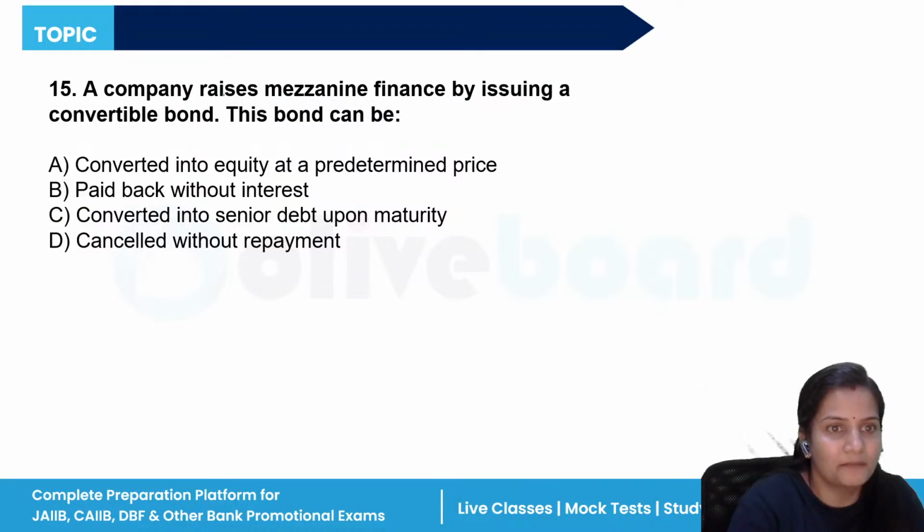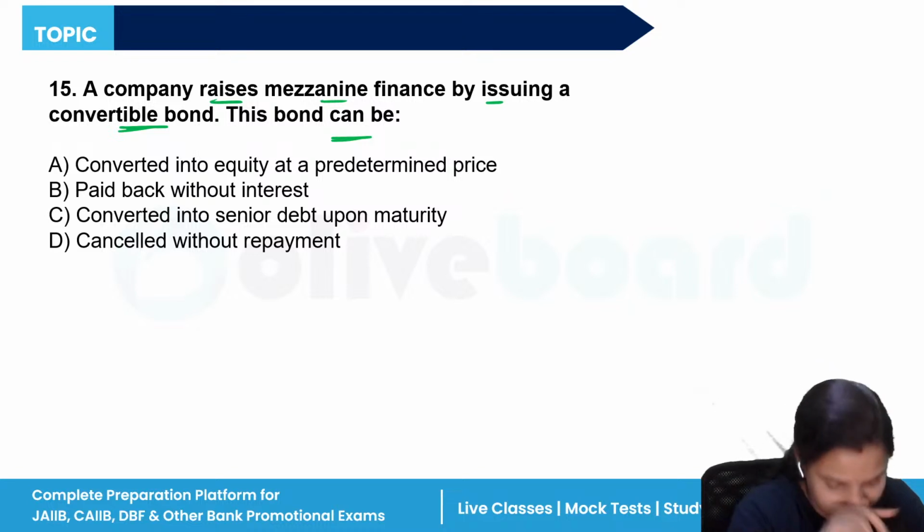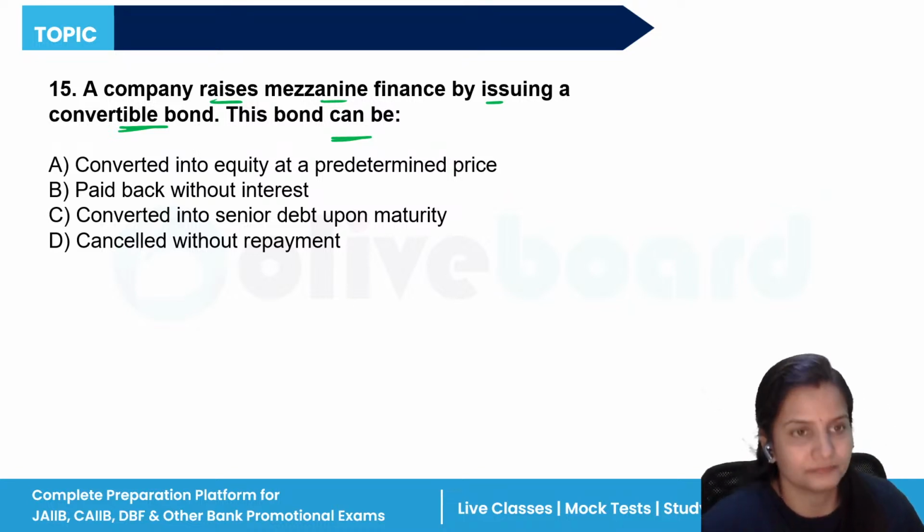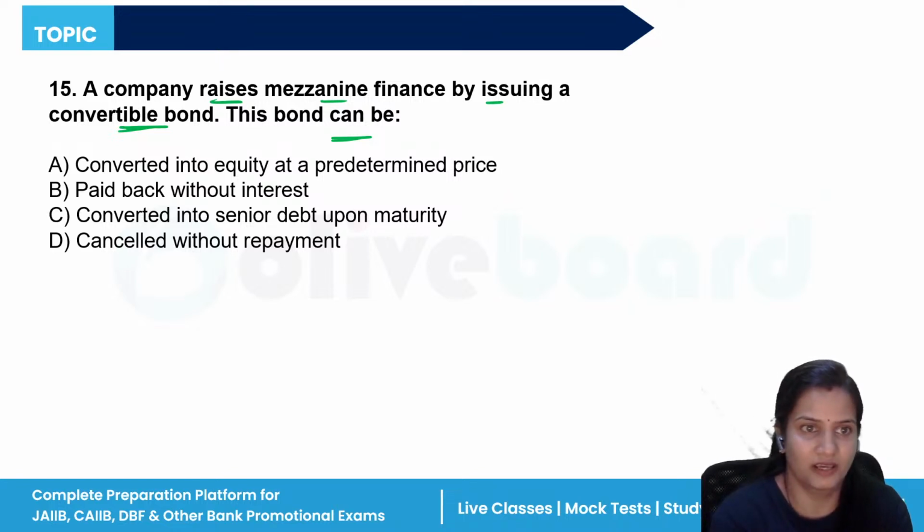Now, a company raises mezzanine finance by issuing a convertible bond. If the debt has not been repaid, then it can be converted into equity shares.